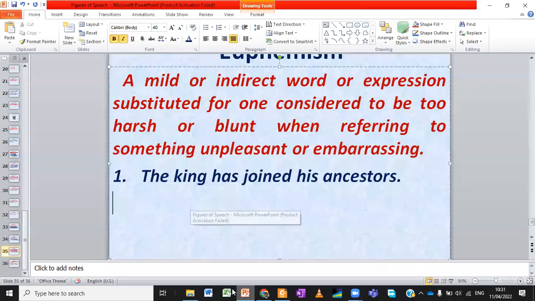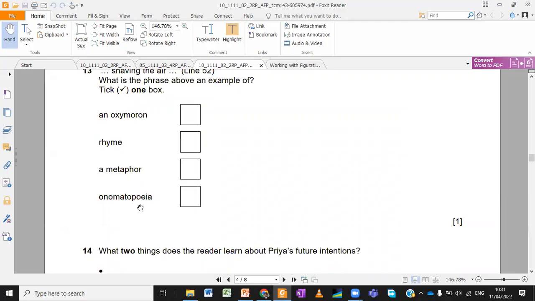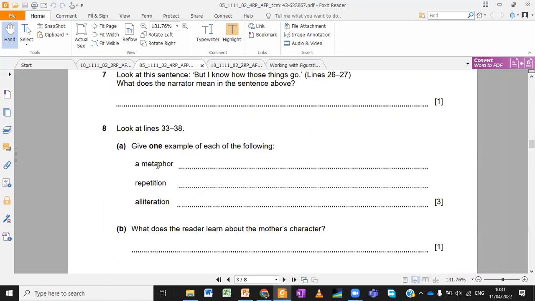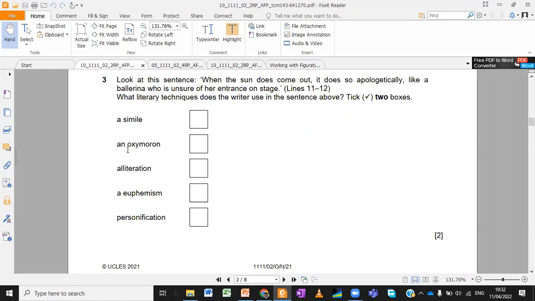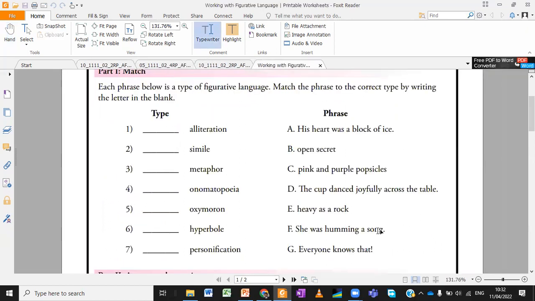Okay. Now I said if you look at all the figures of speech we've treated, oxymoron, metaphor, onomatopoeia; rhyme is not a figure of speech. Metaphor, alliteration, repetition simply means repeating the same words over and over again. Then simile, oxymoron, alliteration, euphemism, personification. Now, let's just do a little exercise before we look at story writing.